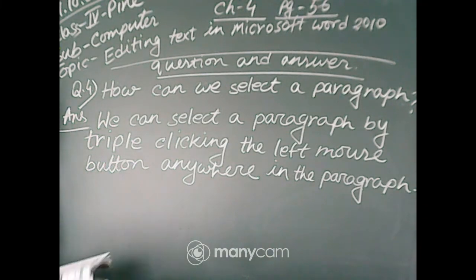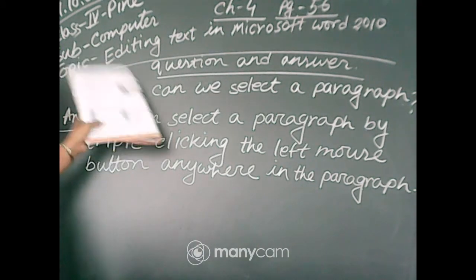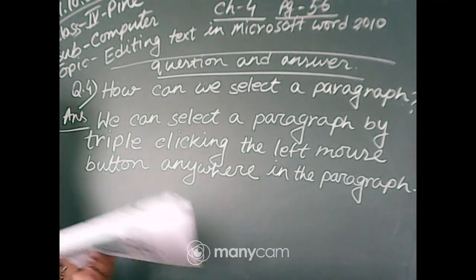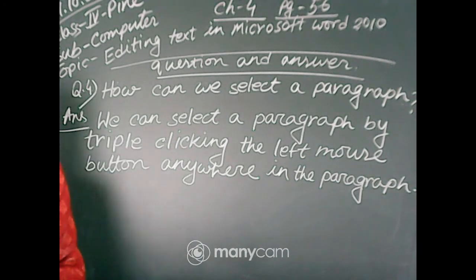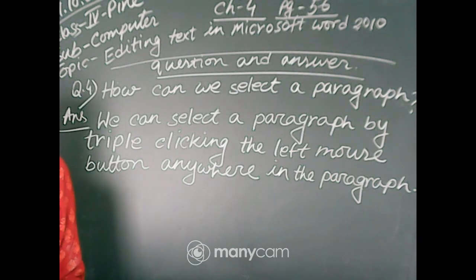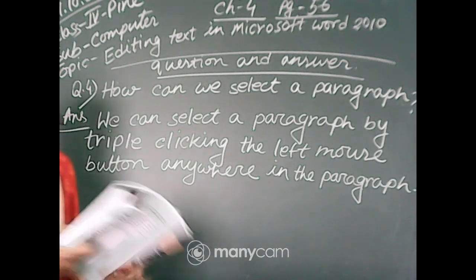Can I rub the board? Beta, the chapter name is already written, editing text in Microsoft Word 2010. And now I am writing very short answer type question number D. How can we select? This is page number 56 and chapter number 4.